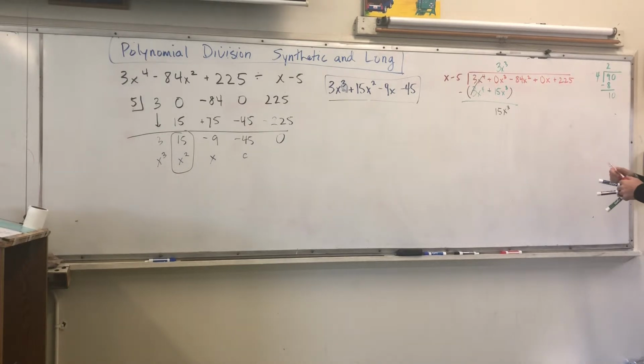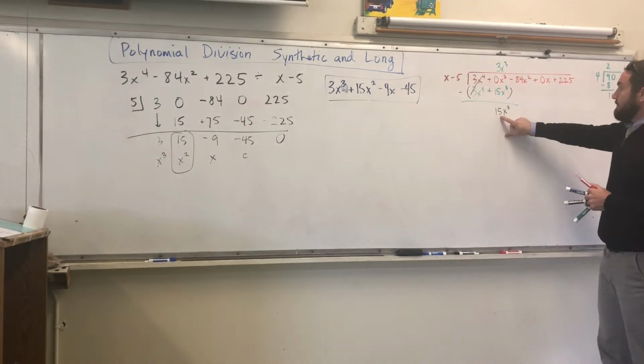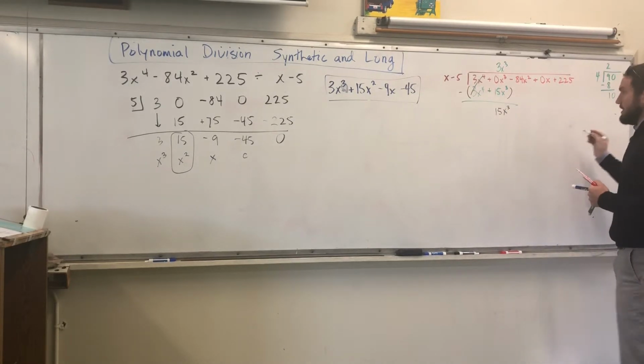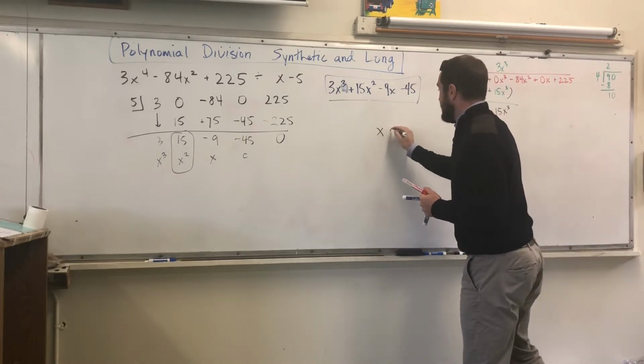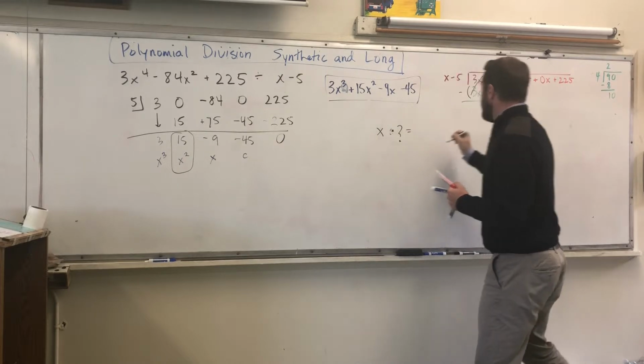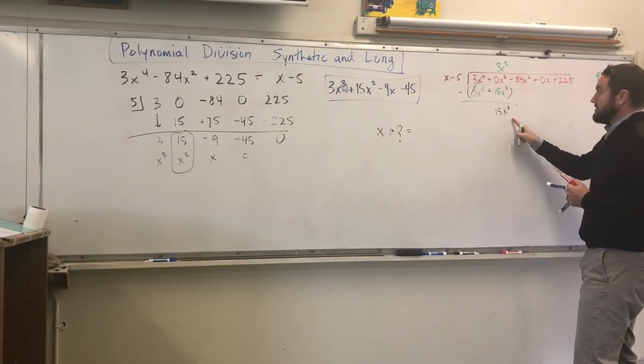Just kind of keep us on track. Now, I want to eliminate a 15x to the third. So what can I multiply? X times what? Basically looking over here, x times what will give me a negative 15x to the third?